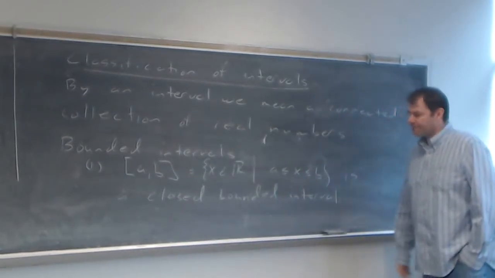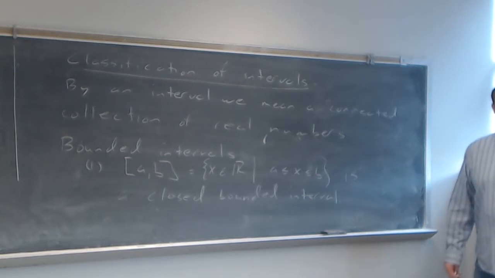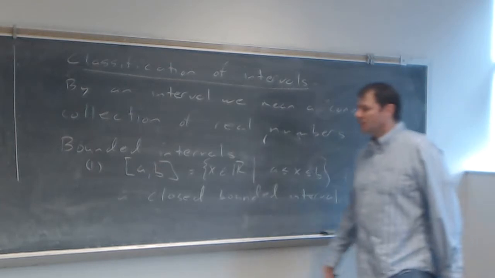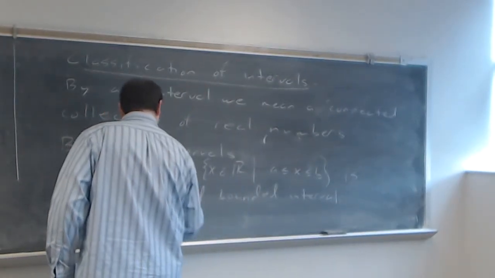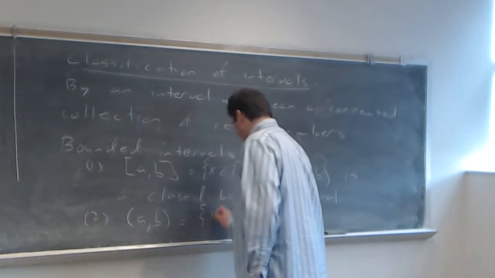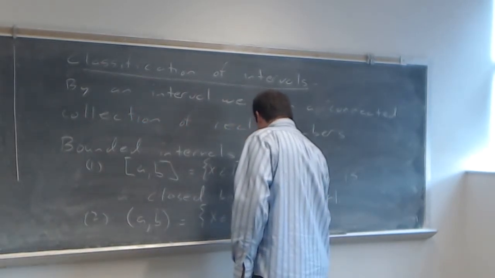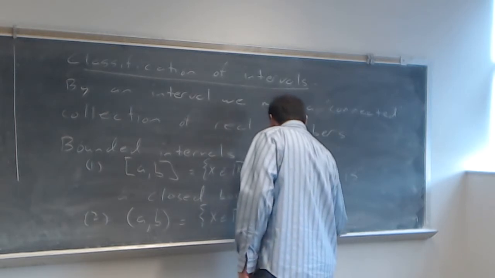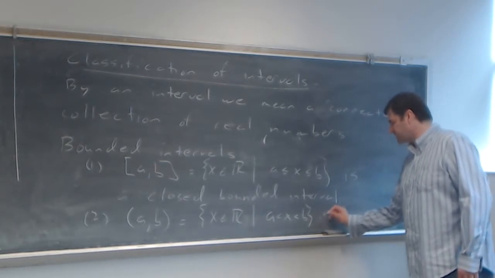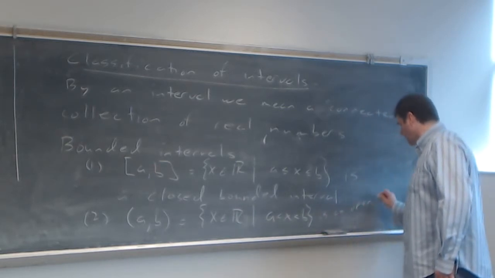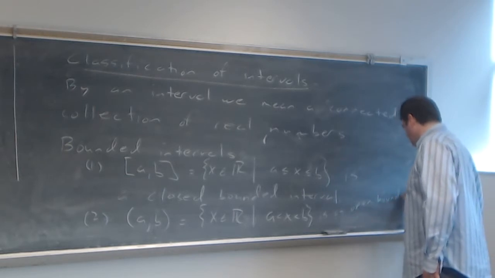And what we mean by that is that out of all the points in the connectedness it could contain, it contains them all, including the endpoints. It contains all the possible endpoints that it could contain. Two, I'm going to look at A to B with parentheses about it. What does this define? It's the set of all x's element of R, such that A is less than x is less than B. Now this is an open bounded interval.